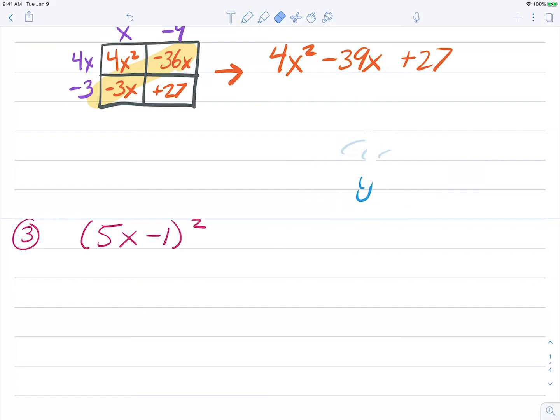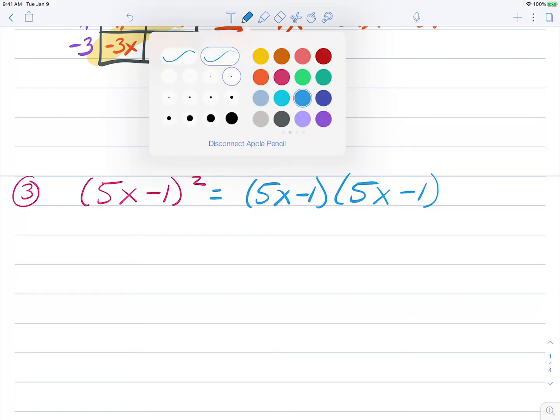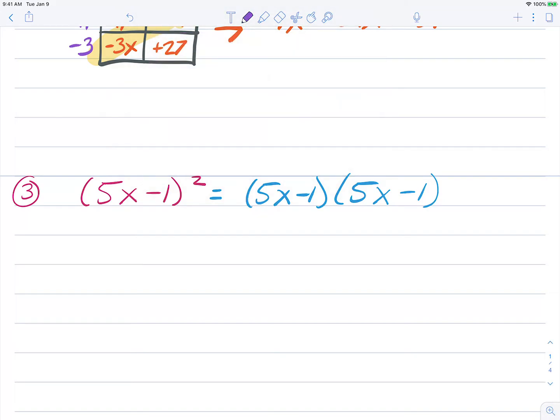So another thing that squaring means is to multiply by itself. So what this problem is really saying is 5x minus 1 times 5x minus 1. So if you see a problem where it's a binomial squared, you need to write it out as it's being multiplied by itself. So if I used FOIL, or super distributing on this one, 5x times 5x is 25x squared. 5x times negative 1 is negative 5x. So I've multiplied everything by 5x.